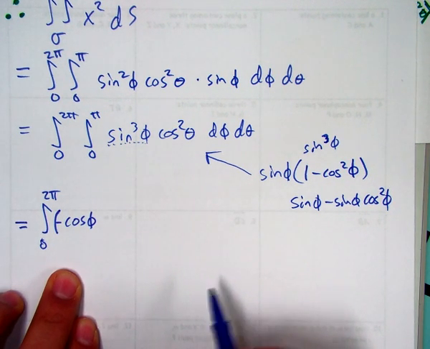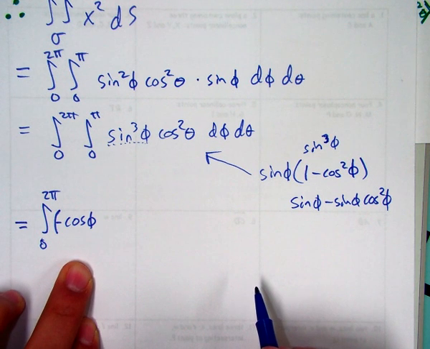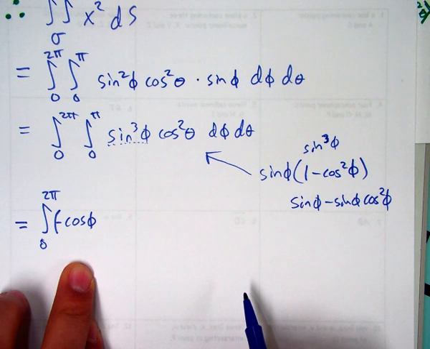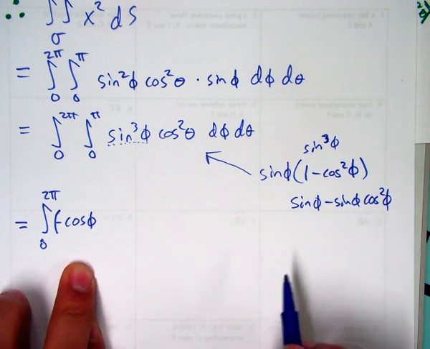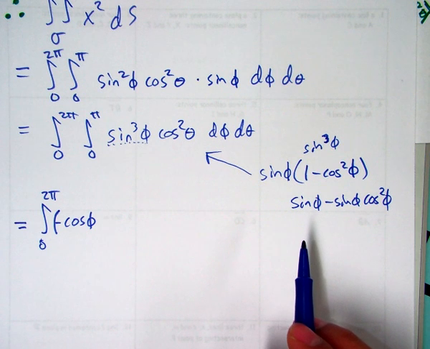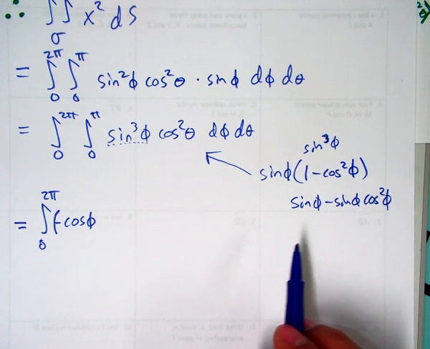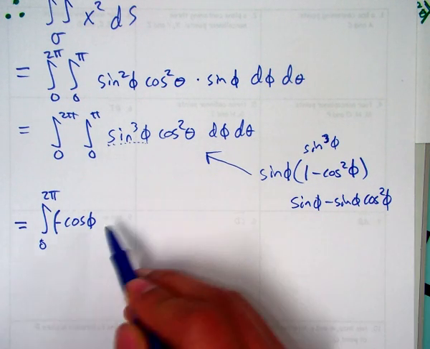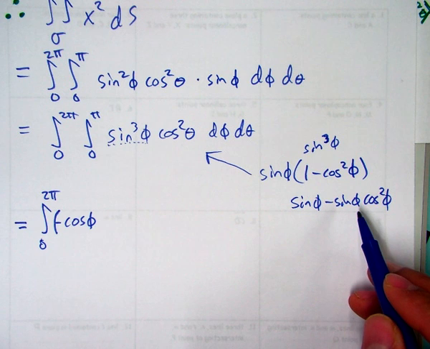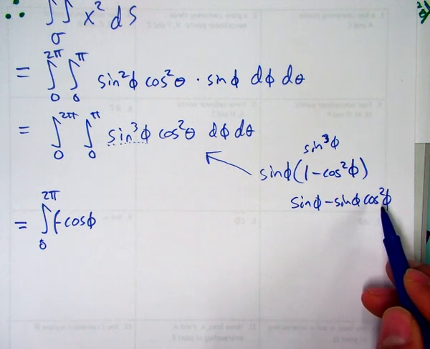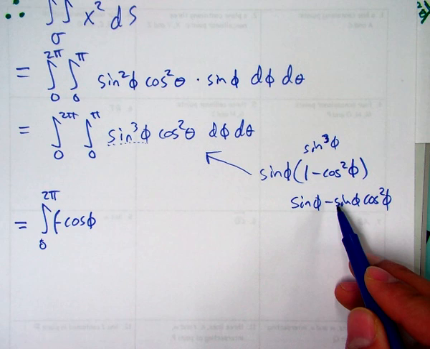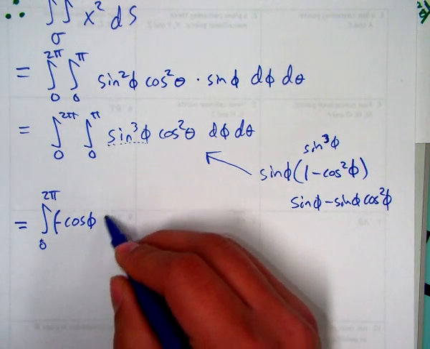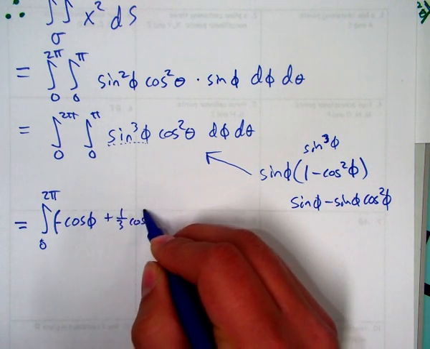Wait, isn't it supposed to be 1/2? No, it's a different formula. 1 minus cosine squared equals sine squared. Oh yeah, we're not using the half angle formula. We're using cosine squared plus sine squared equals 1. Okay, so back to sine cubed. The first half of it becomes minus cosine phi. The second half of it, you can think of cosine phi as your u, because then du is right here, minus sine phi. So this becomes plus 1/3 cosine cubed phi.